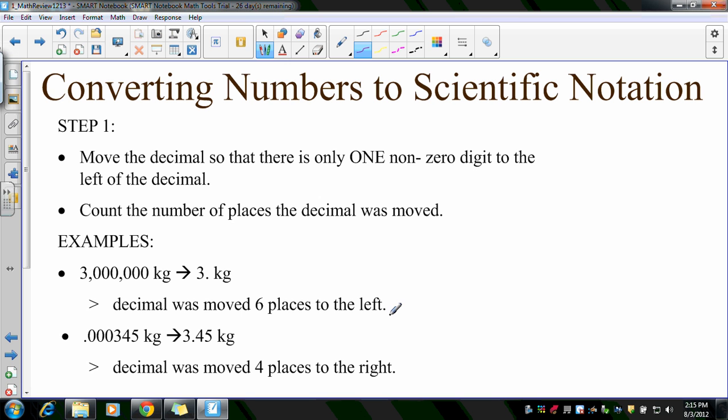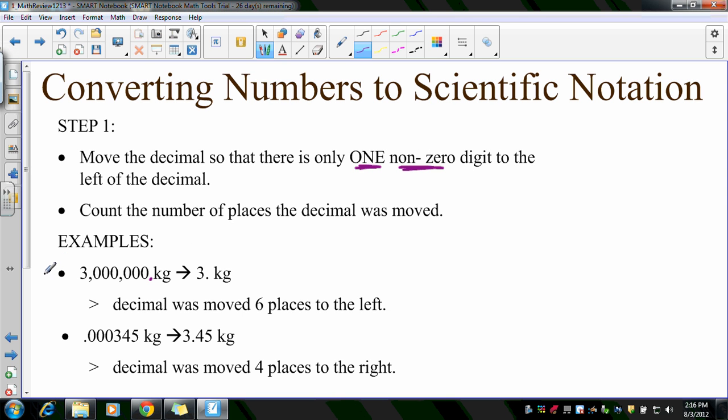So the first thing we're going to do is convert standard numbers to scientific notation. Step 1 is that you have to move the decimal. So here, let's say we have 3 million kilograms. We have an implied decimal point right here. So we need to move this decimal point so that there is only one non-zero. And that's very important, non-zero. One non-zero digit to the left of the decimal.